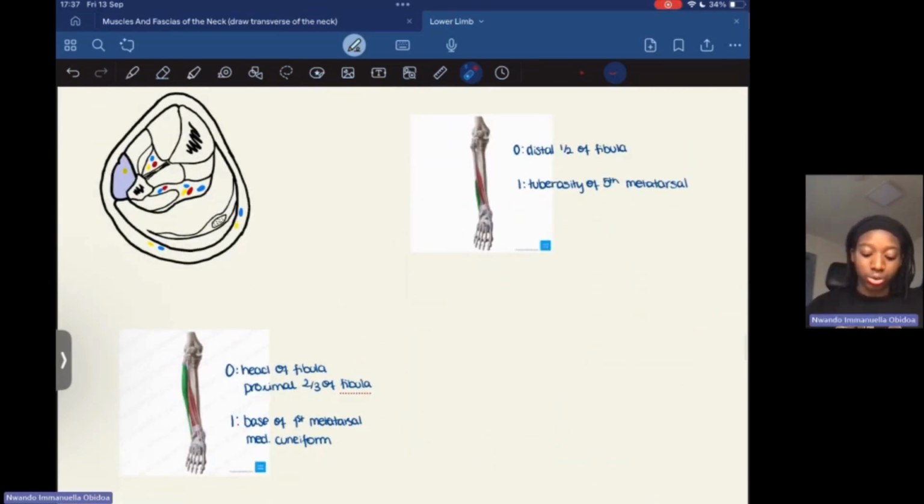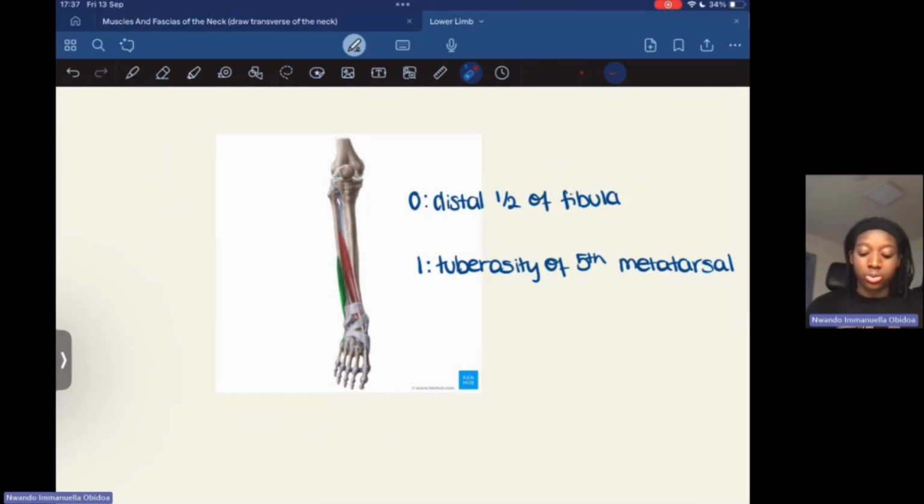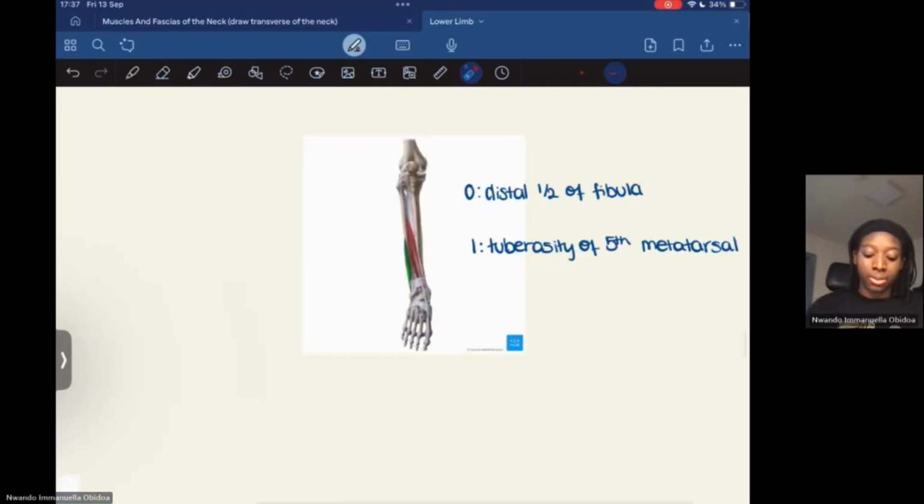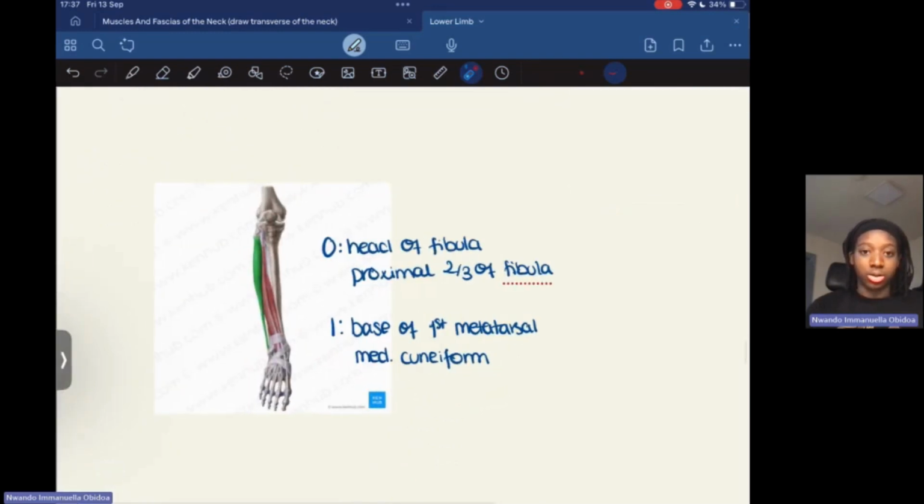So for our lateral group, this is the fibularis brevis, which comes from the distal half of the fibula and inserts on the tuberosity of the fifth metatarsal. And then your fibularis longus, head of the fibula, the proximal 2/3 of the fibula, and the base of the first metatarsal and the medial cuneiform. But this is on the plantar surface, so it comes from here and underneath to the foot. And all these muscles are innervated by the superficial fibular nerve. And they function in eversion of the foot, so rotating the foot outwards.